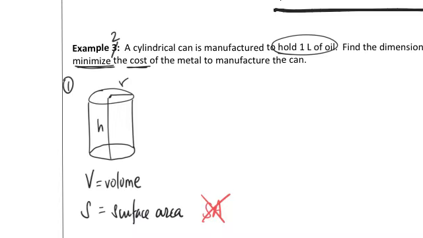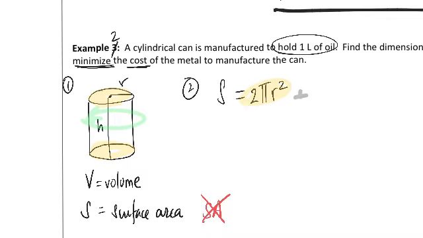Okay, so then step 2 is to think about the optimization equation. That is S is going to be equal to the top and the bottom of the can. Those would be pi r squared and another pi r squared, so 2 pi r squared. And then the curved surface area of the can is 2 pi r h. So my total surface area of the can is 2 pi r squared plus 2 pi r h.